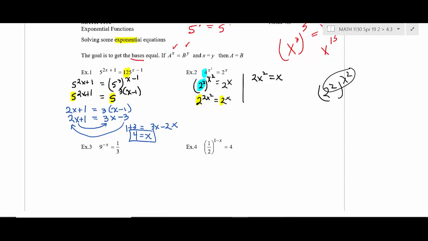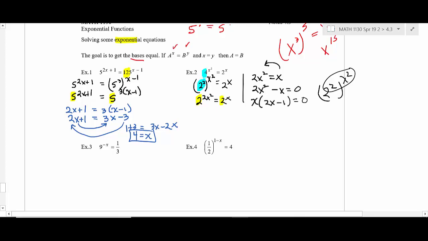One side equals 0, right? And then you try to solve by factoring like we've been doing. Okay, so I'm going to move the x to the other side. So that's 2x squared minus x equals 0. And that factors, you can take a common factor of x out of that. So you would have x times 2x minus 1 is 0.